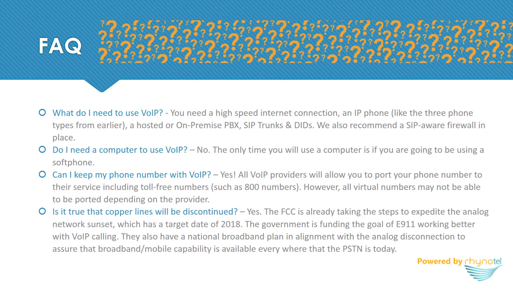Now for our FAQ. We've composed a handy list of FAQs that may be considered when thinking of switching to a VoIP system, or maybe to a different type of VoIP system. First of all, what do I need to use VoIP? You need a high-speed internet connection, an IP phone, like the 3 types that you saw earlier, a hosted or an on-premise PBX, SIP trunks, and DIDs. We also recommend a SIP-aware firewall in place.